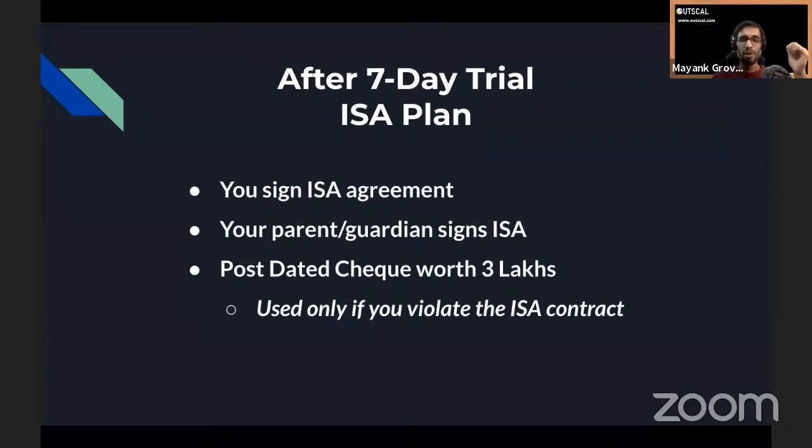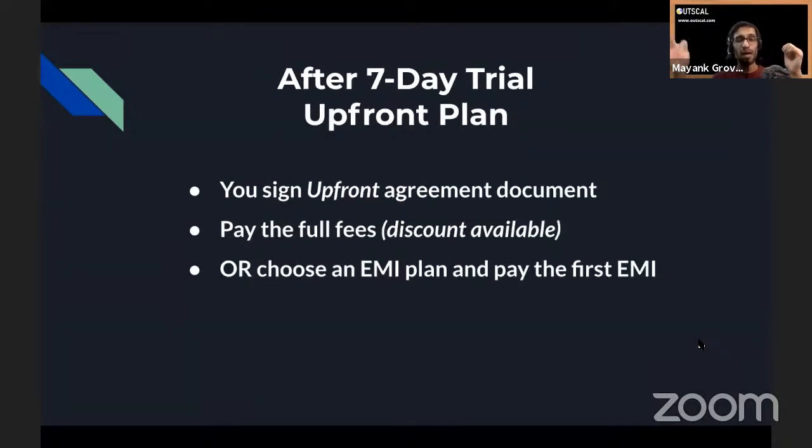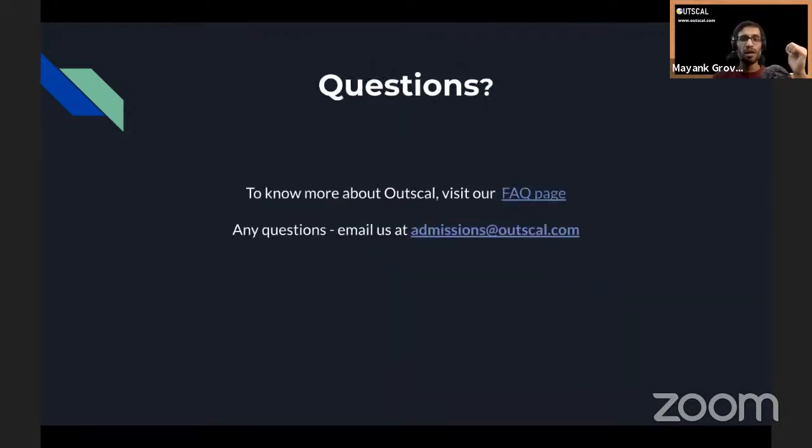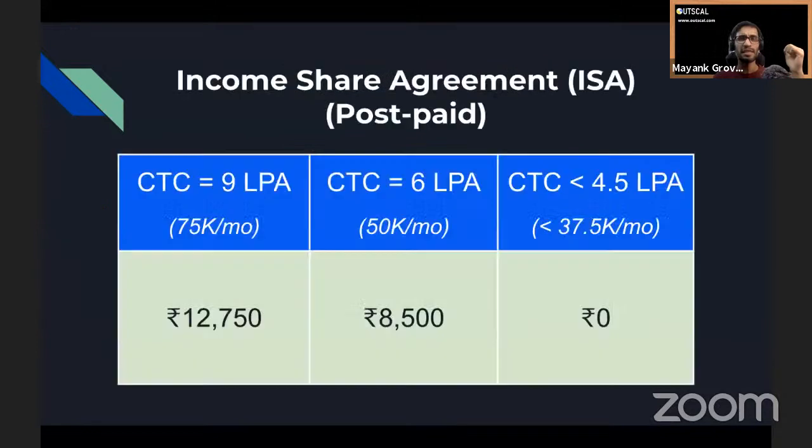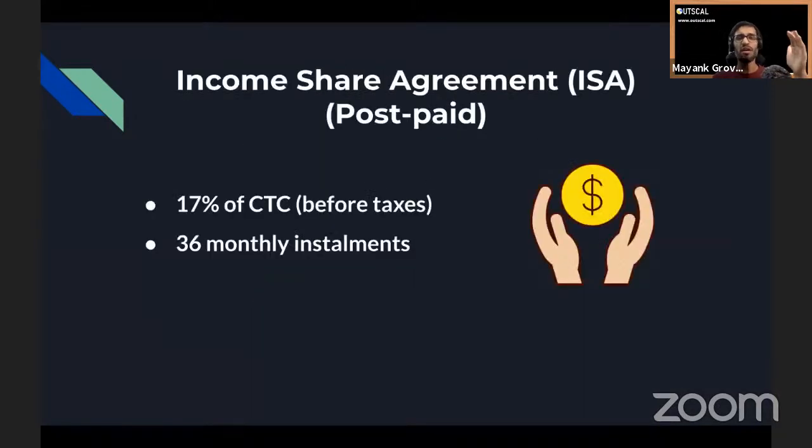Okay. For people who are joining in on the upfront plan, you will be shared a separate contract that details out the terms for the upfront agreement, very similar to how the ISA agreement works. But this is a very simpler contract. It doesn't have that many details in it. You will then be opting for either a full fee, the discounts are available that the admission team will share with you, or you'll be opting for an EMI plan. In that case, you have to close the first EMI before we kickstart the program. Okay. So that's majority about the different kind of fee options as well. Hopefully that's clear so far.